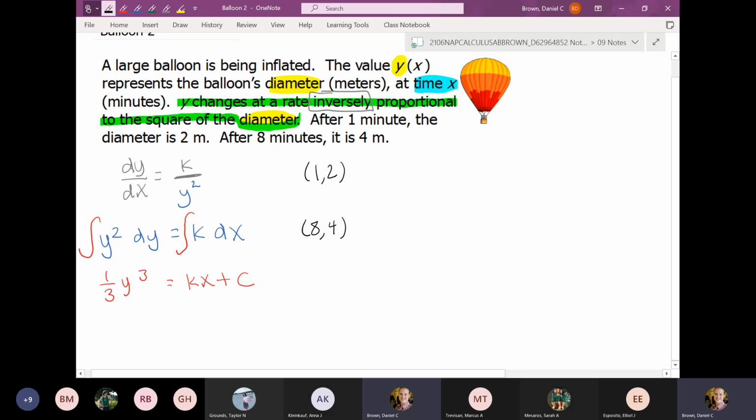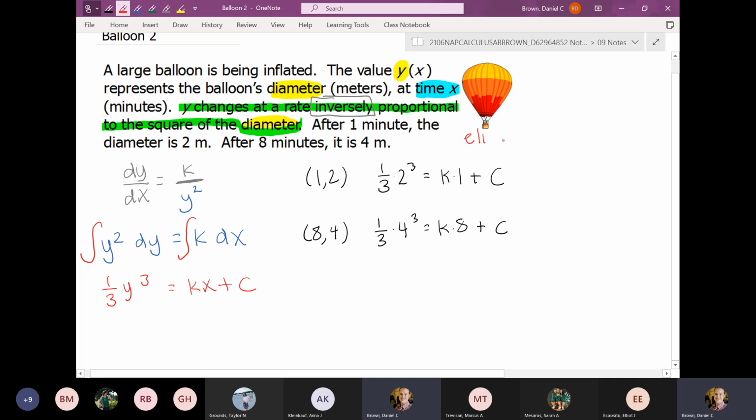Let's plug those in. So I have 1/3 of 2 cubed is equal to k times 1 plus c. And then for the other one, I have 1/3 of 4 cubed, making sure you plug in the y for the y, is equal to k times 8 plus c. Unfortunately, again, we didn't have anything that was 0, so nothing canceled out, so we didn't get one of our variables easily. So we are going to have to solve this, and I do recommend solving this by elimination. It is going to be the easiest way to do a problem like this.